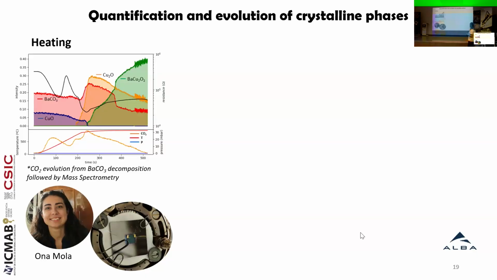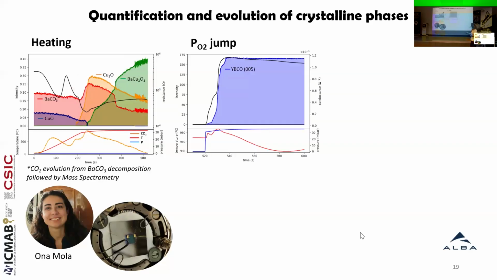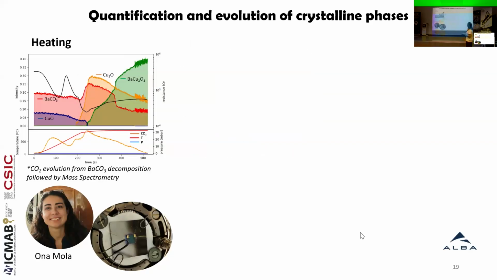And we can see here one example where during the heating, we see the barium carbonate crystalline phase from XRD, which is decomposing, and also copper oxide is reducing to Cu2O, and then both of them are forming the BaCu2O2 phase during the heating ramp, and this is also correlated with the mass spectrometer signal of the CO2 gas. Here the black line is actually the resistance of the film during all of the process.